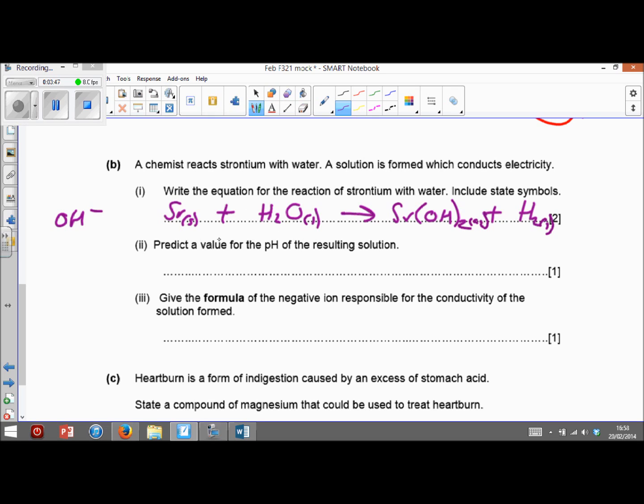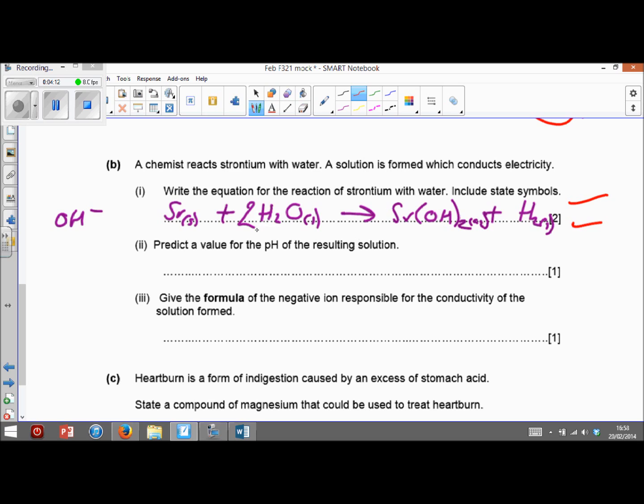Now, this isn't balanced yet. So the strontium is balanced. Your hydrogens aren't. You've only got 2 here where you've got 4 on this side, so we need 2 on this side. How many oxygens? We've got 2 on this side, 2 on this side, so it's now balanced. So you would get a mark for the correct balanced equation and a mark for your state symbols. Okay?